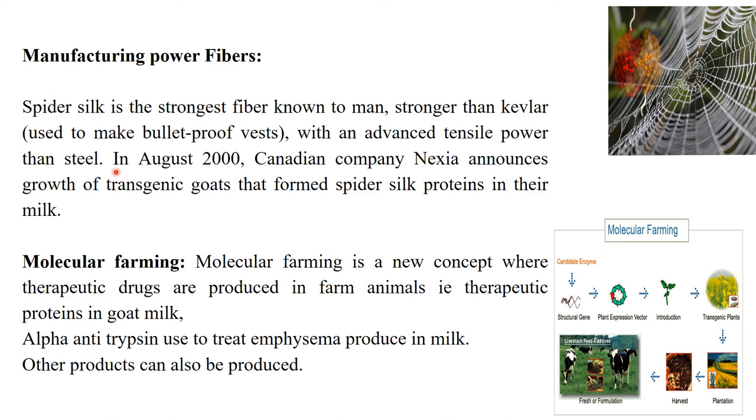In August 2010, Canadian company Nexia announces growth of transgenic goats that form spider silk proteins in their milk. So spider silk protein can be produced in the milk. Molecular farming is a new concept where therapeutic drugs are produced in farm animals for therapeutic proteins in the goat milk.